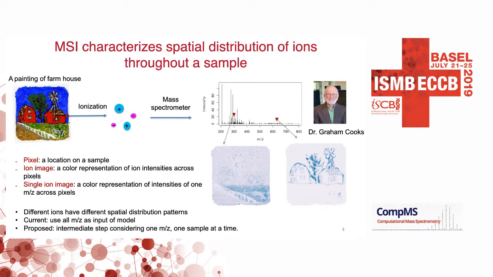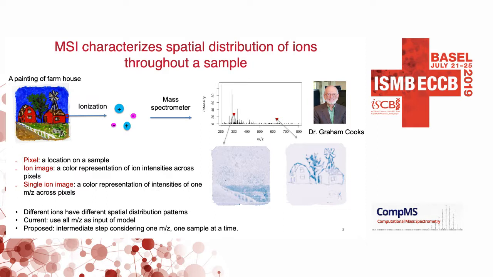Different from LC-MS, mass spectrometry imaging can characterize the spatial distribution of ions throughout the sample. To illustrate how MSI works, here I'm showing a very interesting example, a painting of a farmhouse, and thanks to Dr. Graham Cooks for sharing this data with us. Why is this data interesting? Because we can see different colors in the painting, different colors have different chemical compositions, and mass spectrometry can tell us which molecules are in each color.